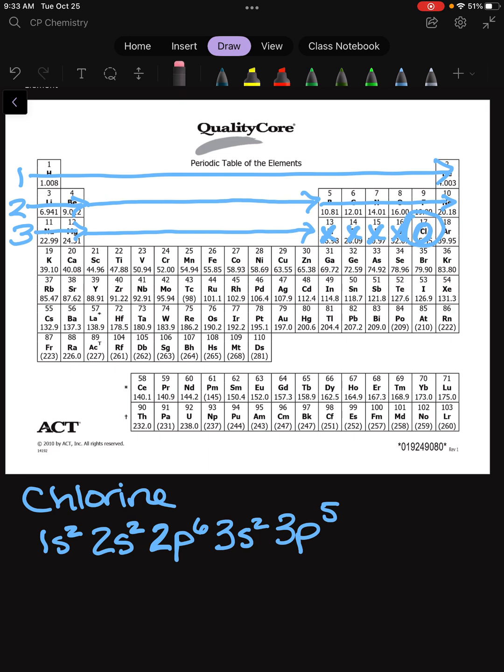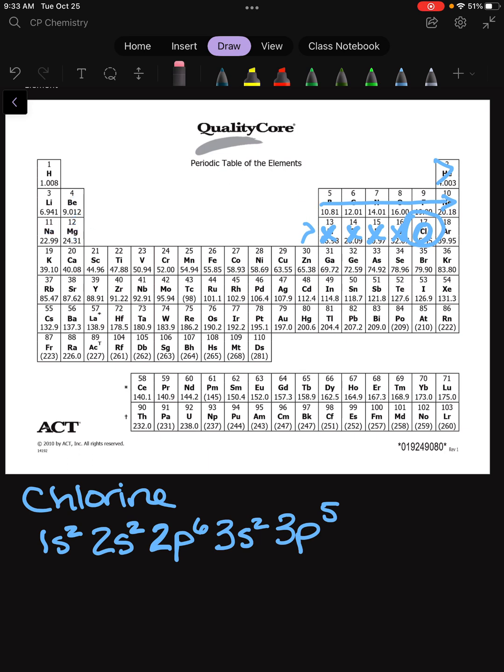If we want to do the noble gas notation, which I prefer to do at this point because it is a lot shorter, we're doing chlorine again. We need to find the noble gas that comes before it. You can work your way backwards, counting down the atomic numbers, going backwards until you hit 10, which is neon. Or you can just jump up a row and go all the way to the end, which is neon. Okay, so we know neon is the noble gas that comes before chlorine.